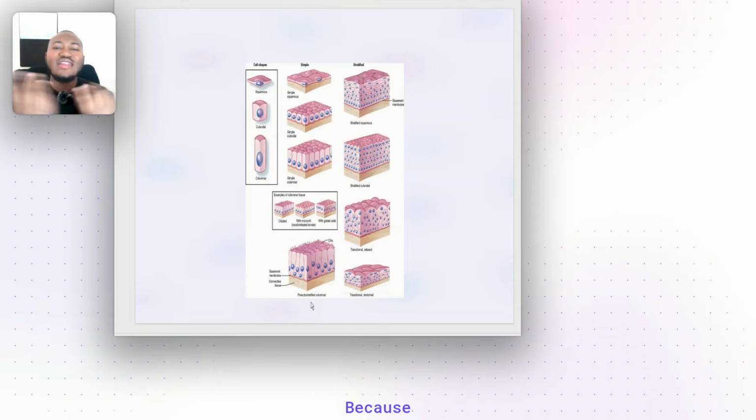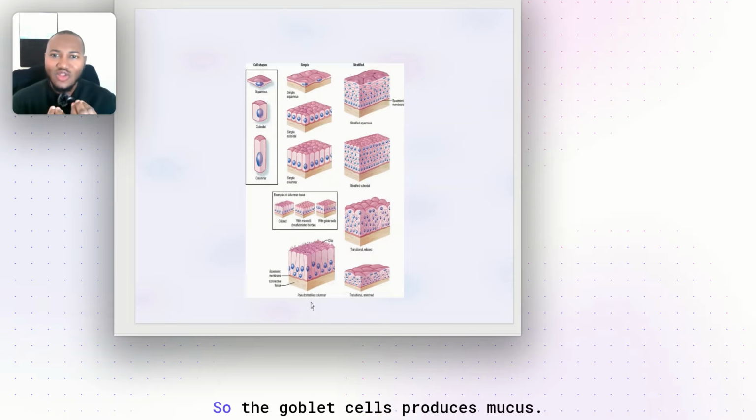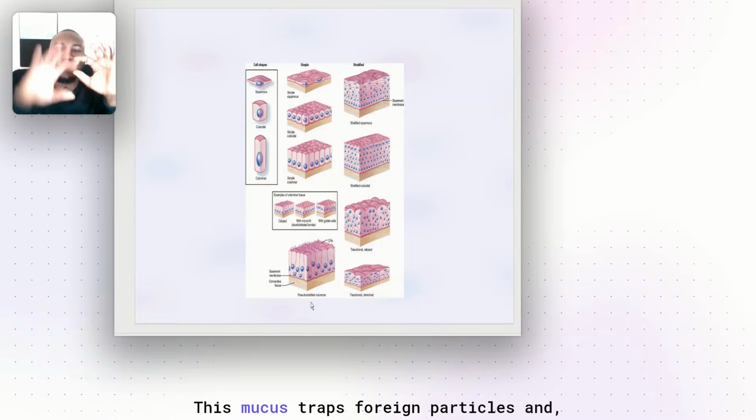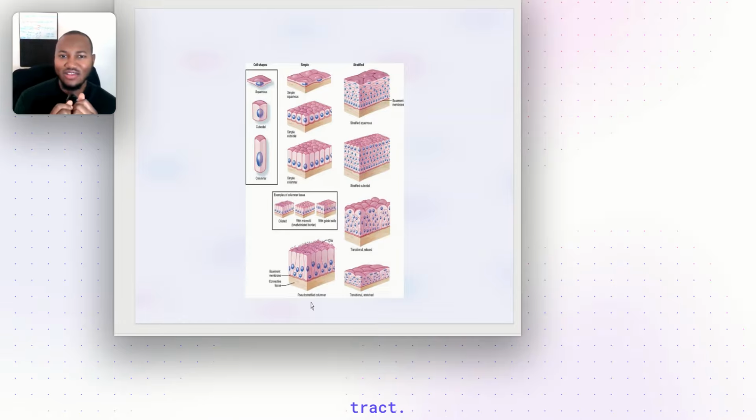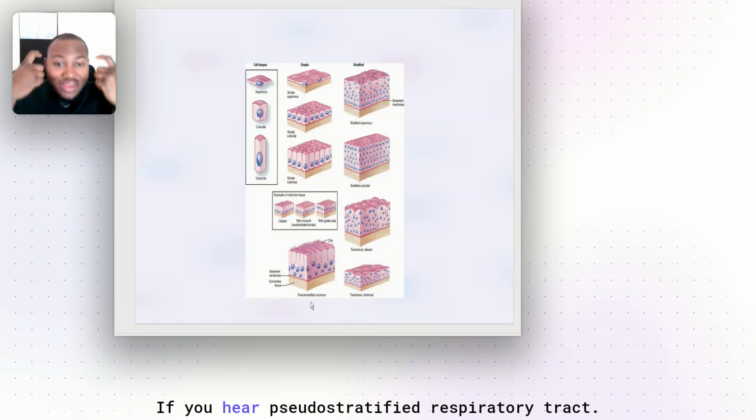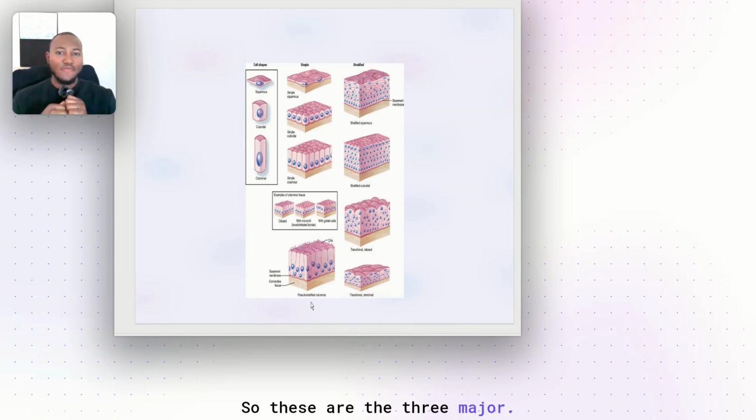Why are they having hairs? Because they have goblet cells. So the goblet cells produce mucus. This mucus traps foreign particles, and the cilia then drive it out of the respiratory tract. So if you hear pseudostratified, respiratory tract. So these are the three major.